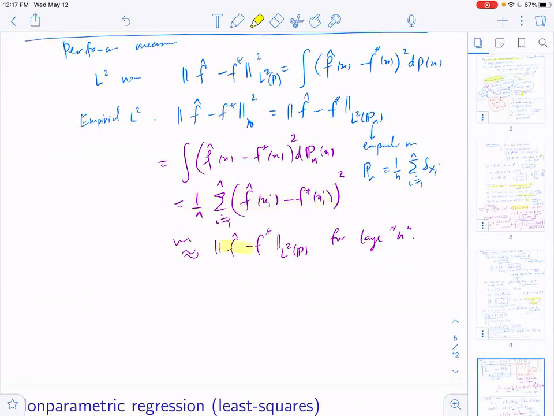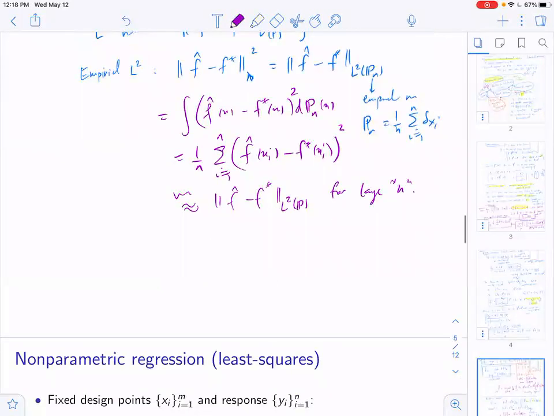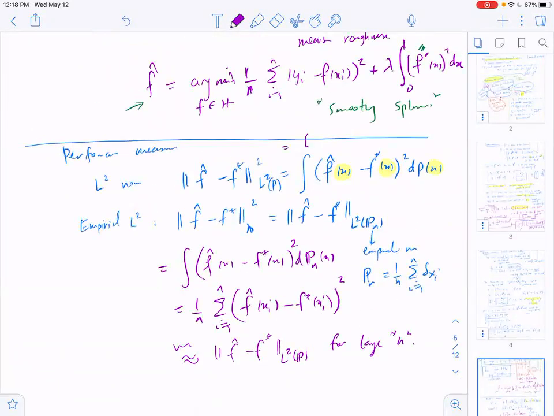But people often care about this one. They call it the real or the generalization norm. You can think of x as a new data point that comes in, which you haven't seen in your observations, and ask what is the expected error. So this real L2 norm would be just the expectation of f hat x minus f star x, squared, for a new data point that comes in. And so this is also interesting.